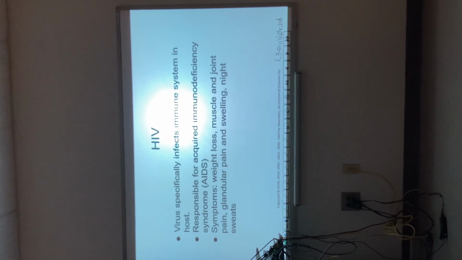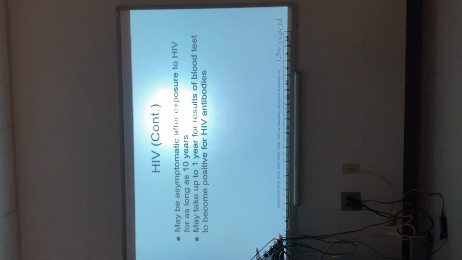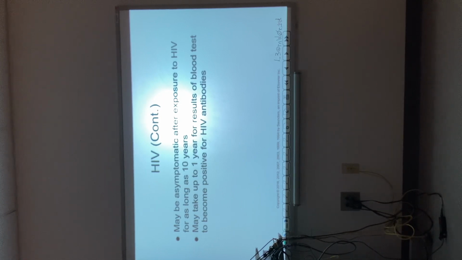Individuals that have this virus can be asymptomatic for quite some time. So depending on your activities, it's recommended that you get tested often for this disease, depending on your lifestyle and what you're engaging in, because again, you may not have any symptoms and you might not be aware that you even have this virus.